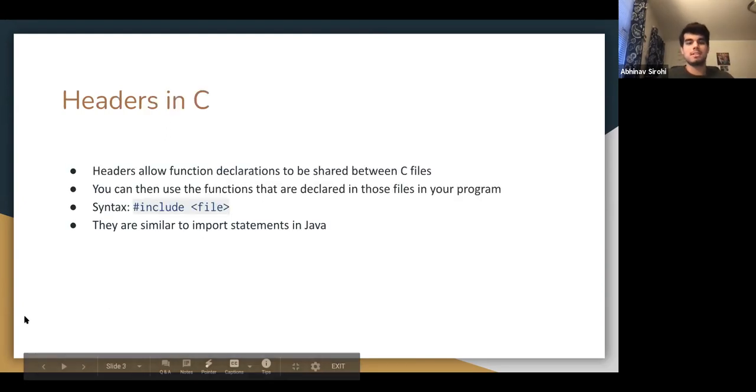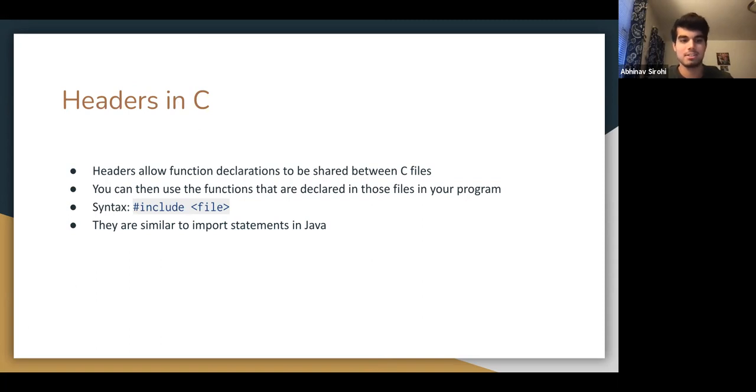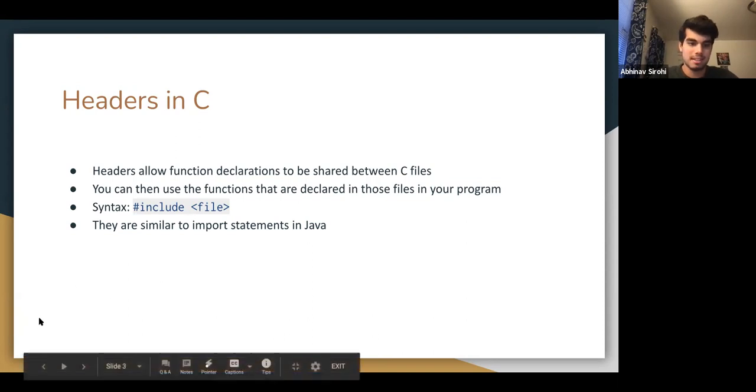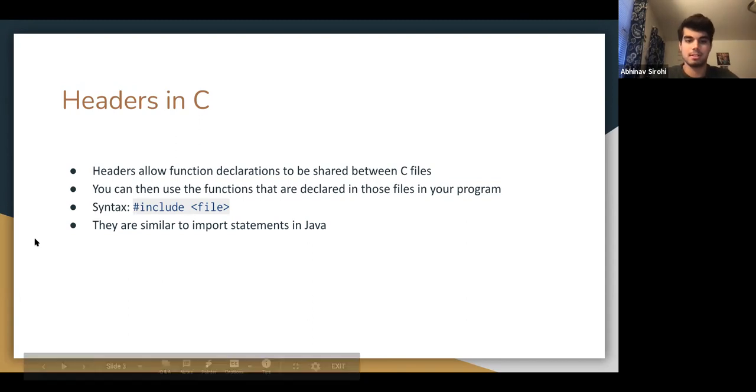Okay, so the first thing is headers in C. The headers that you include at the top of the file, like stdio.h or string.h, basically just allow function declarations to be shared between C files, and you could use those functions in your program after doing that. The syntax, you guys are probably familiar with it. It's just the number sign include file, and they're similar to import statements in Java, so you could kind of think of them that way.